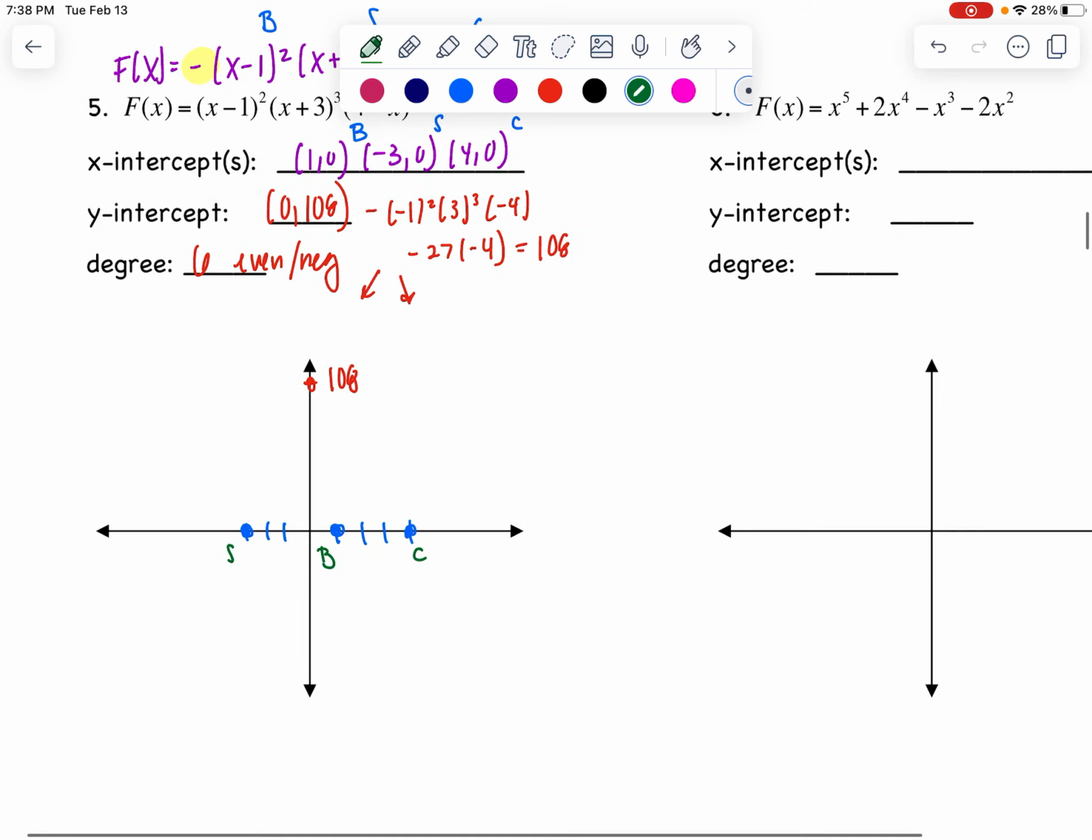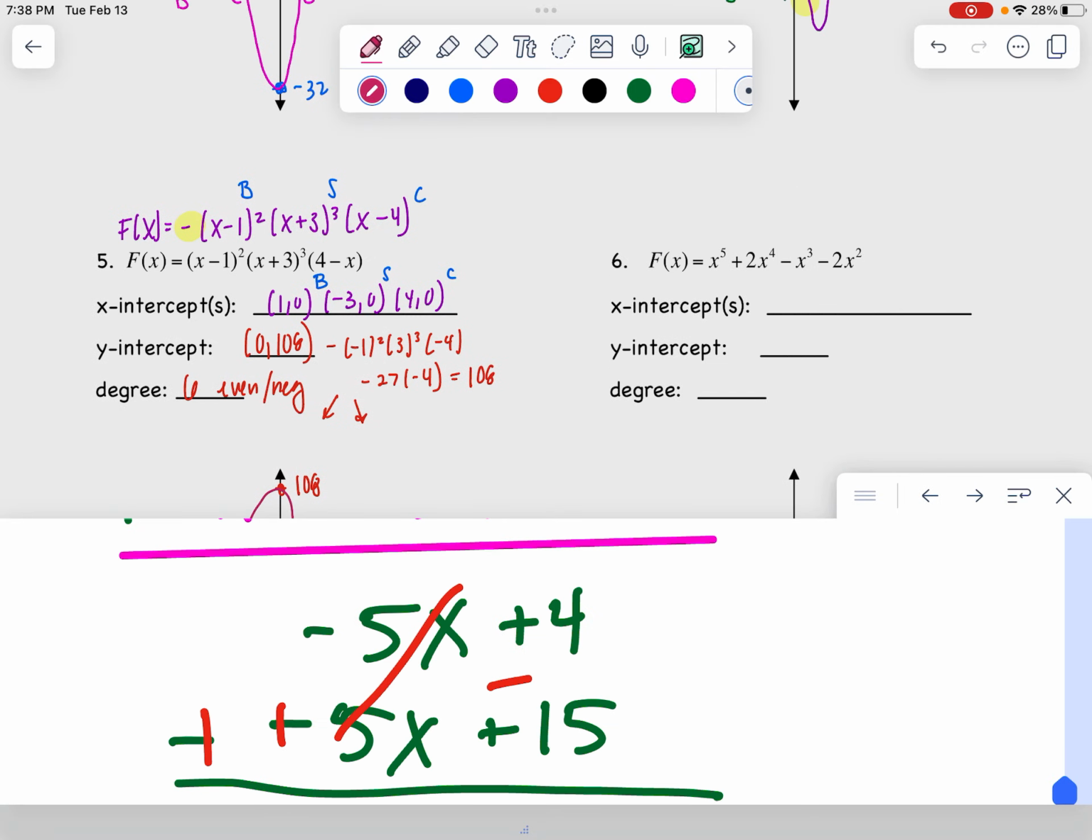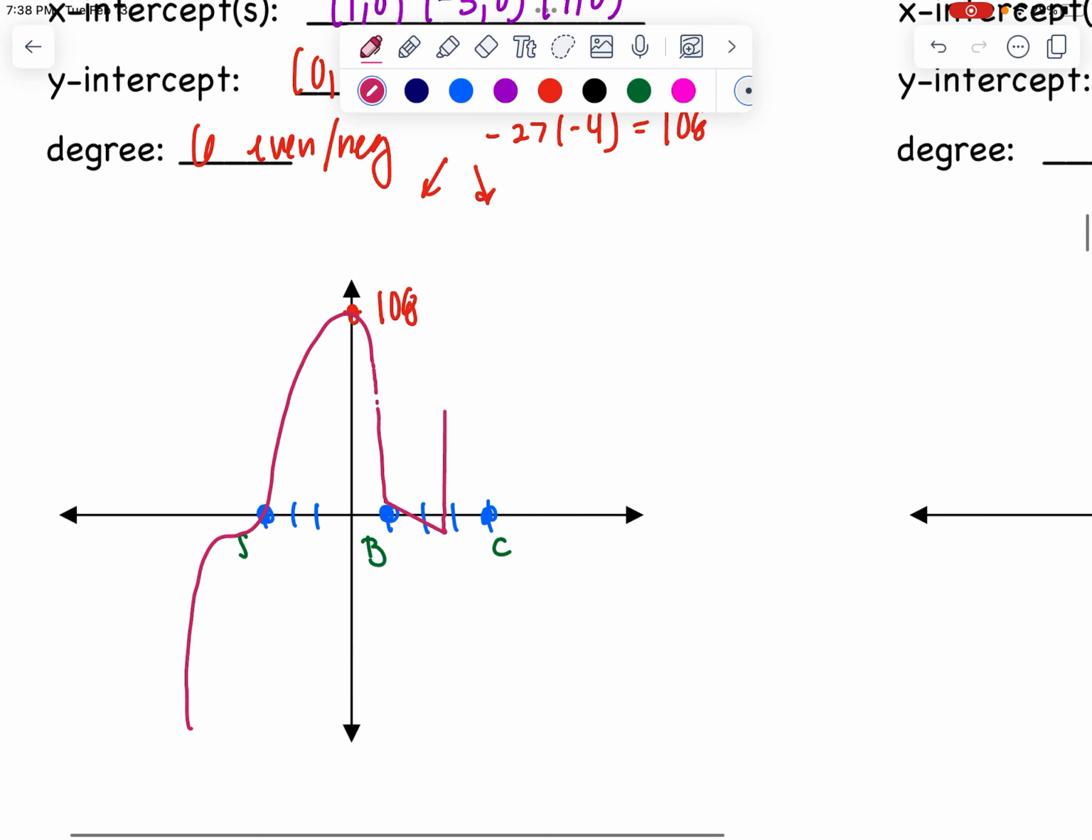We're going to start below. I'm going to come into my squiggle formation, touch my y-intercept at 108. I'm going to bounce. Oh no! I'm going to bounce at the (1, 0), go back up, and I'm going to cross at the (4, 0). And there's your function.